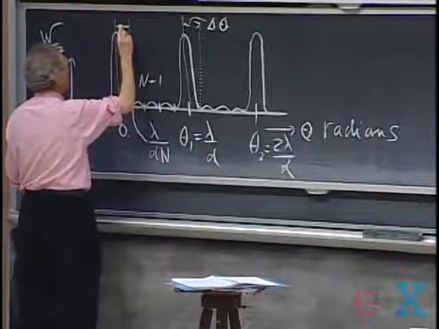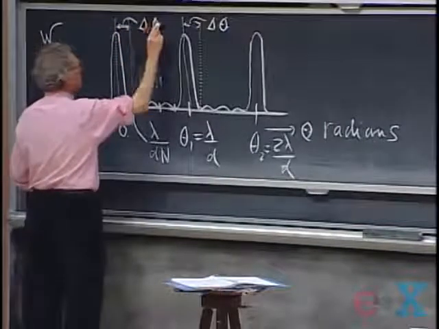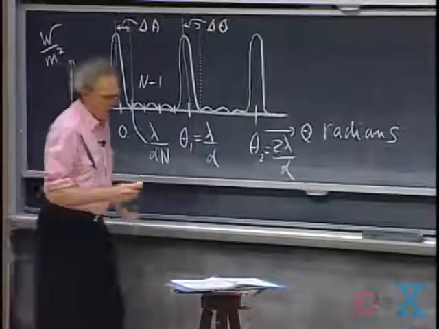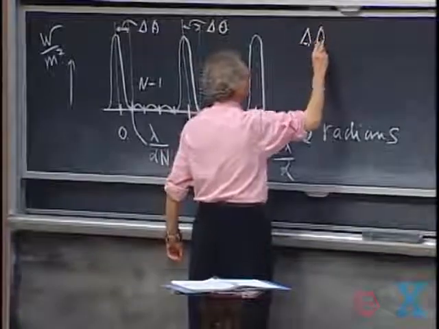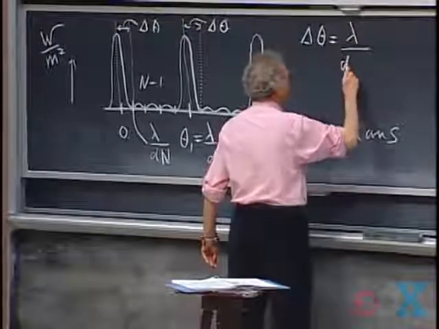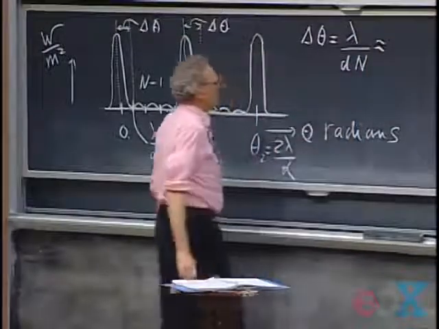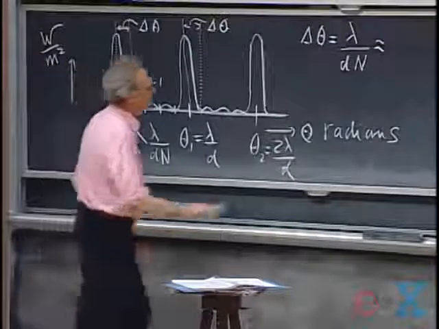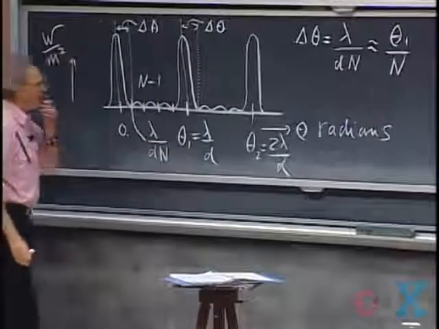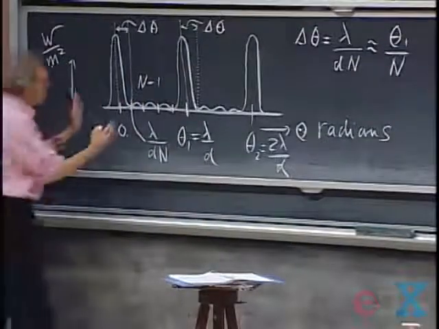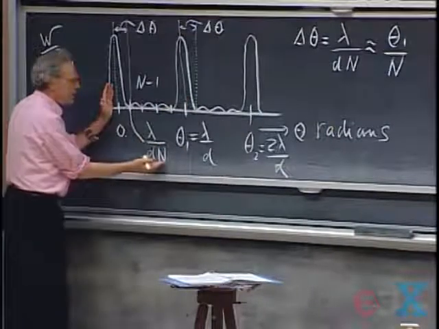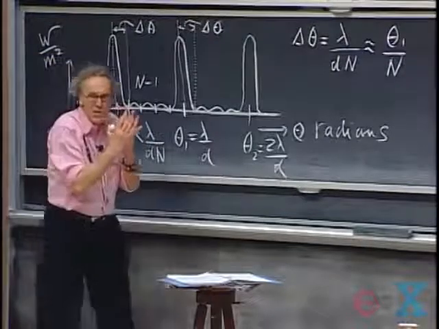Because that delta theta is a measure for the width of the line. Here it is maximum, here it is zero. And so that angle delta theta, in terms of radians, is lambda divided by d times N, which then is approximately theta 1 divided by N, because theta 1 itself is lambda divided by d. And so you see that it is N times smaller than this distance. And so if N is large, these lines become extremely narrow.